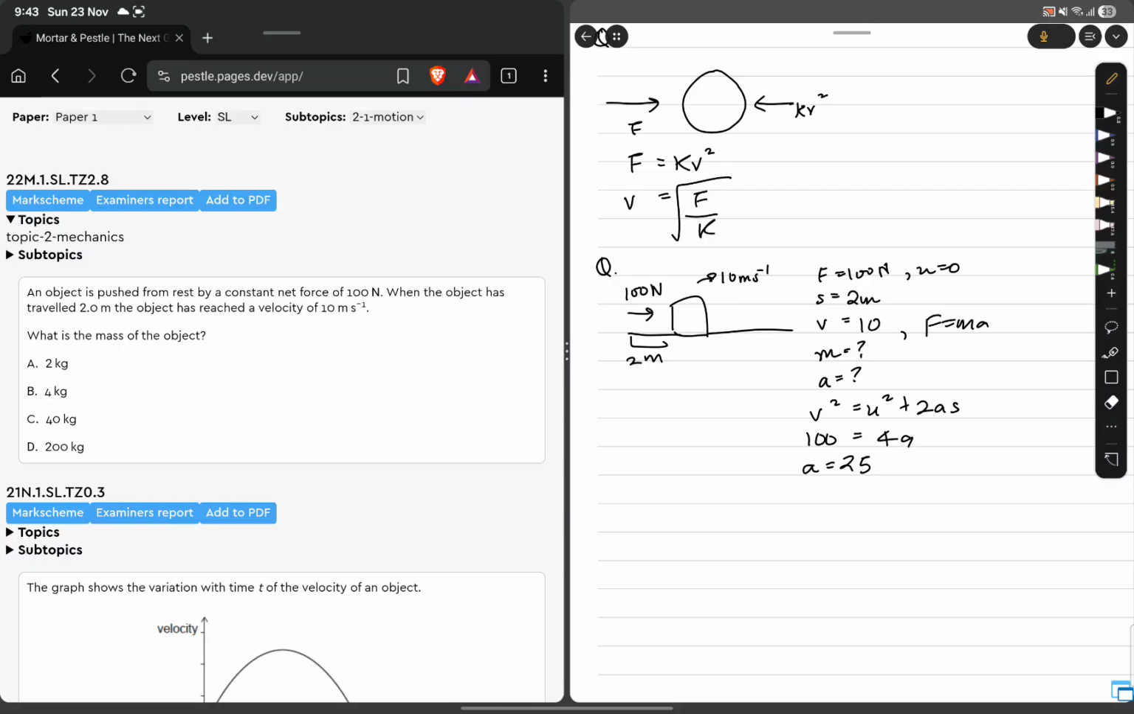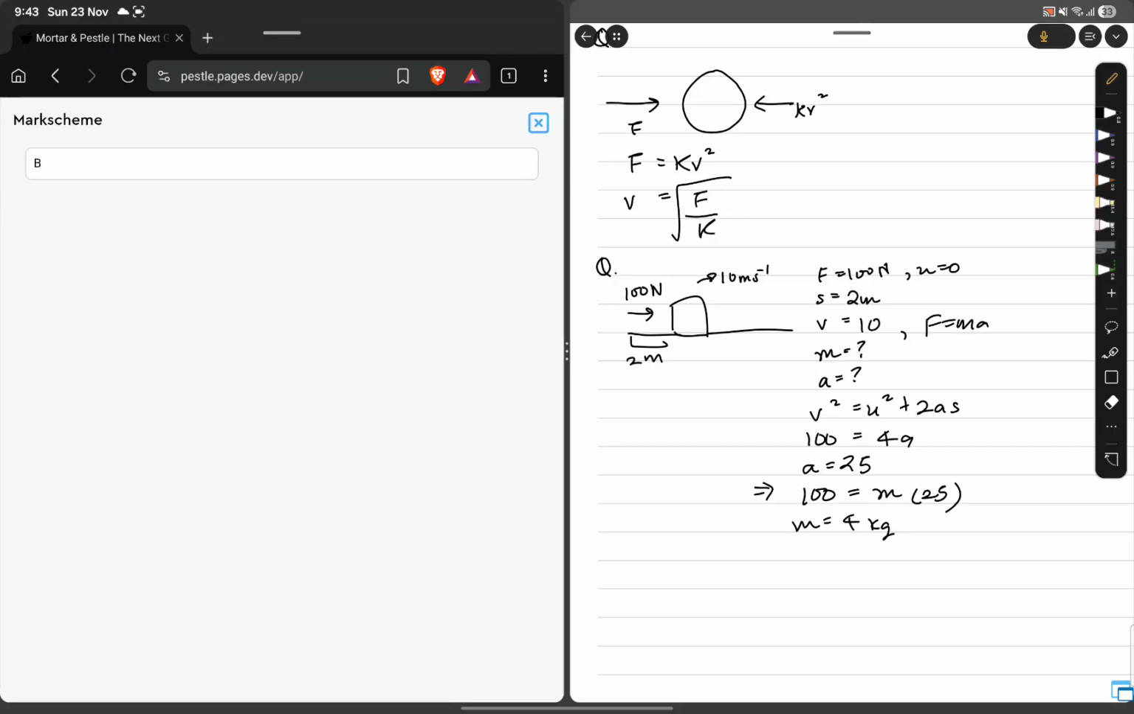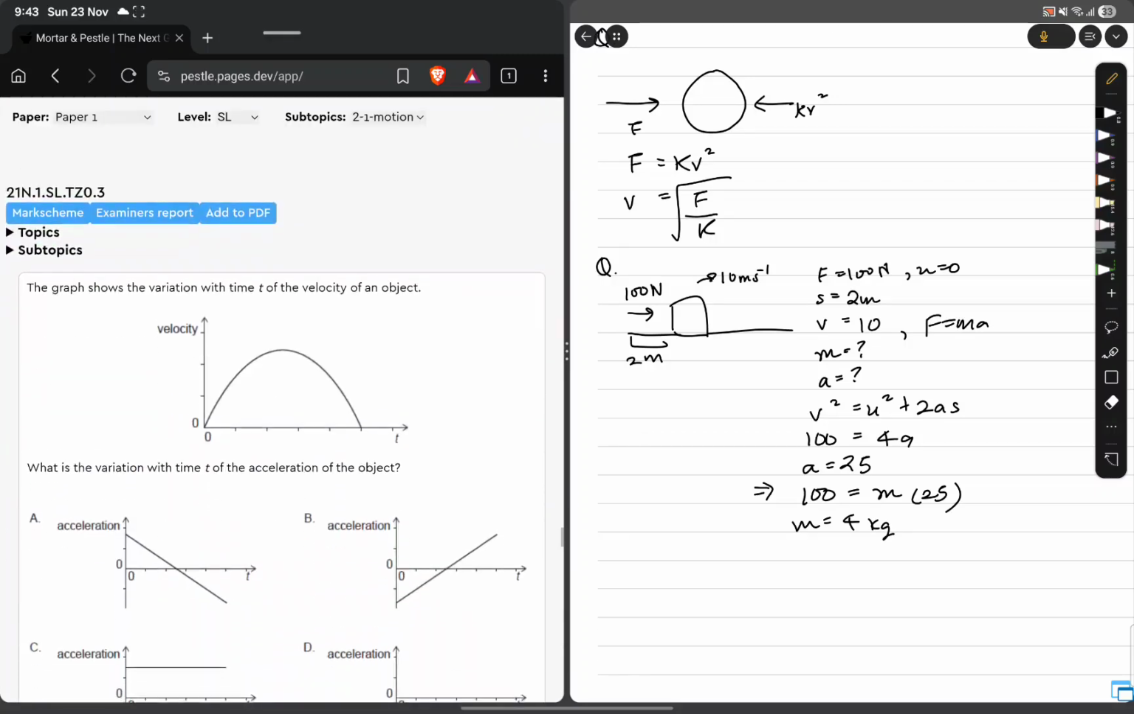You don't need units. I don't really care about units. Then we're going to use it to plug in here. So we're going to get 100 newtons equals mass times 25, which means the mass is 4 kg. Ta-da.